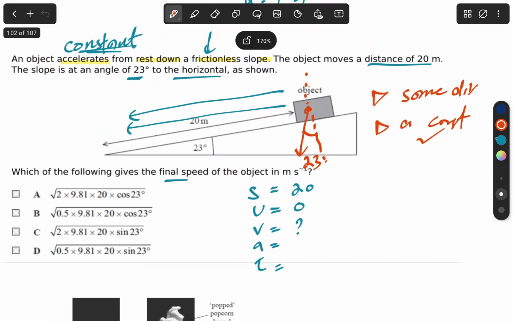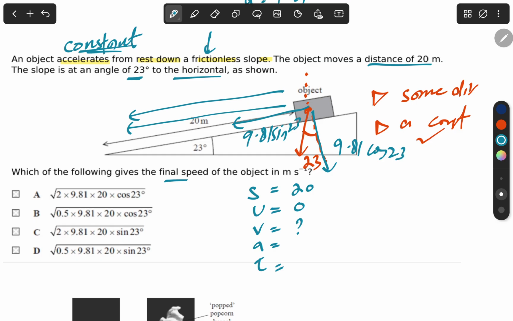Okay, so this becomes 9.81 sine 23, and this becomes 9.81 cos 23. Beta, the one that has the angle is the one that is cos. The one that doesn't have the angle is not the cos, it's a sine. Which means this is 9.81 sine 23, because it is parallel, it is in the same direction as your distance and your velocity.